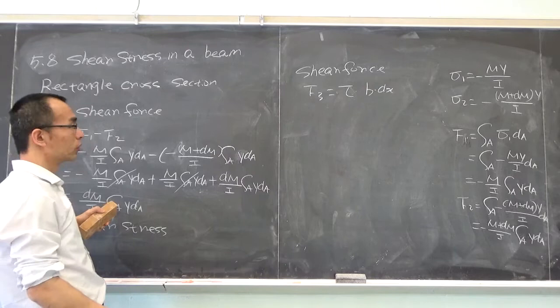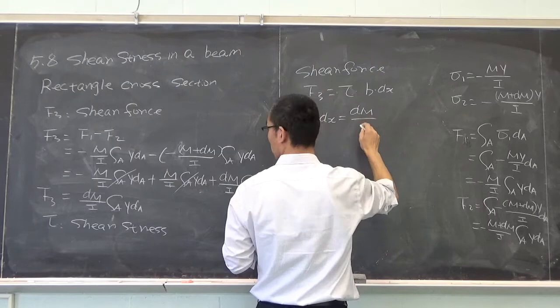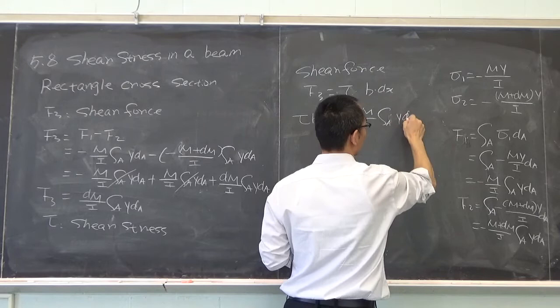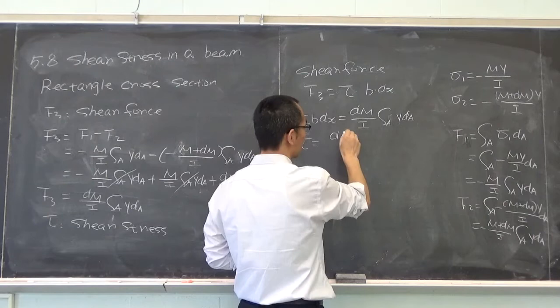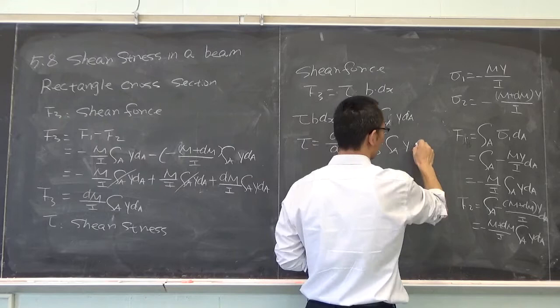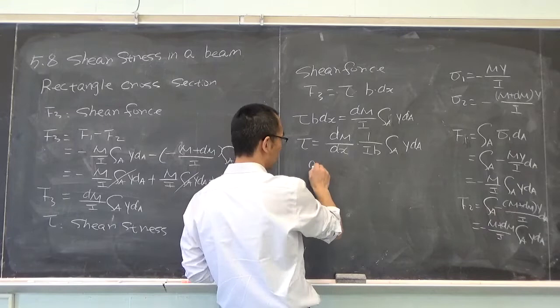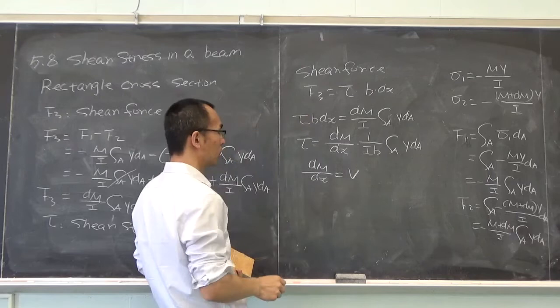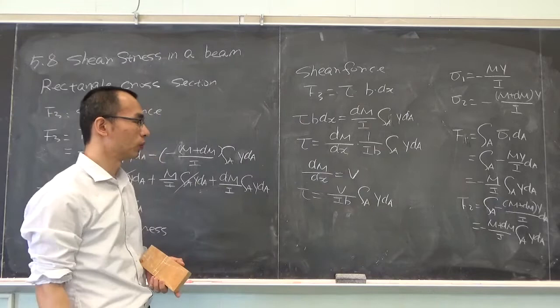So that means tau times b dx is equal to, okay, now shear force will be equal to dM divided by dx, this one, right? So we know the derivative of a bending moment will be equal to shear force, right? So we know this is equal to shear force. So that means shear stress is equal to shear force divided by, okay, we have this one, right? This one is a little bit annoying, so we can simplify it.